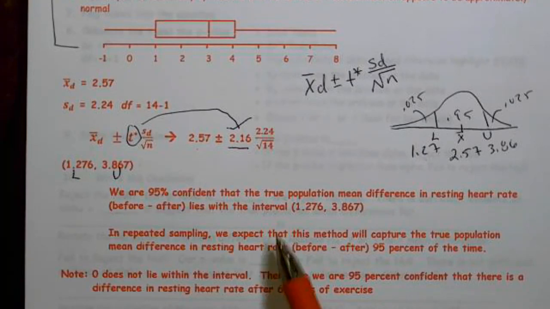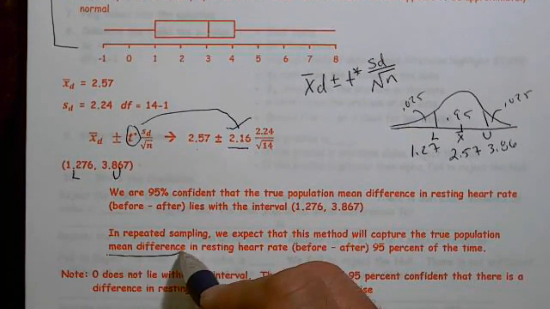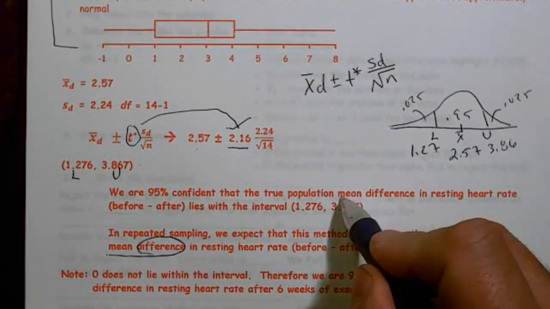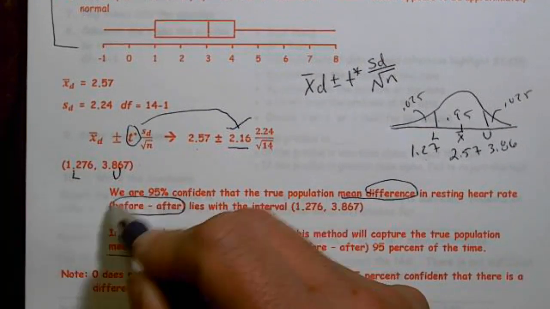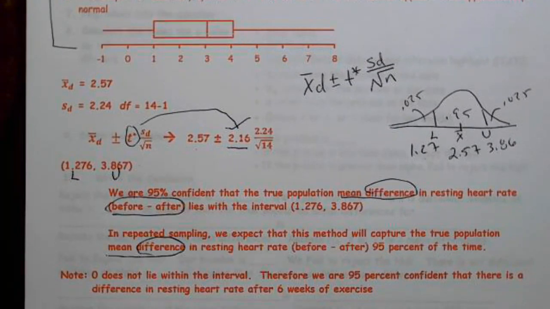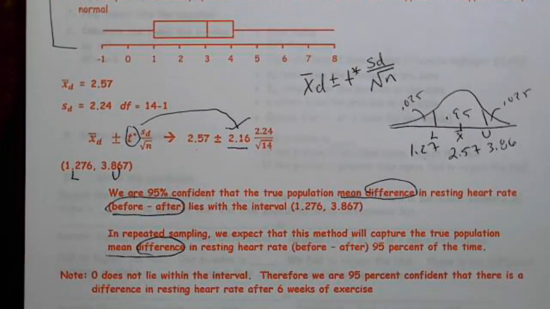If we're explaining the confidence level, we'll say in repeated sampling, we expect that our method is so good that we'll capture the true population mean difference 95% of the time. By the way, I should have made this notation because we have mean difference, and that difference is a new word that we're adding for this test. And we all need to include our direction. One thing we'll note is that 0 does not lie in the interval. Therefore, we are 95% confident that there is a difference in resting heart rate.